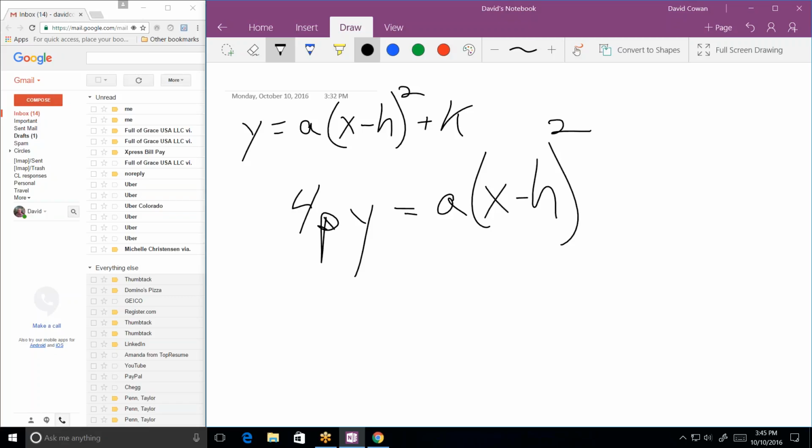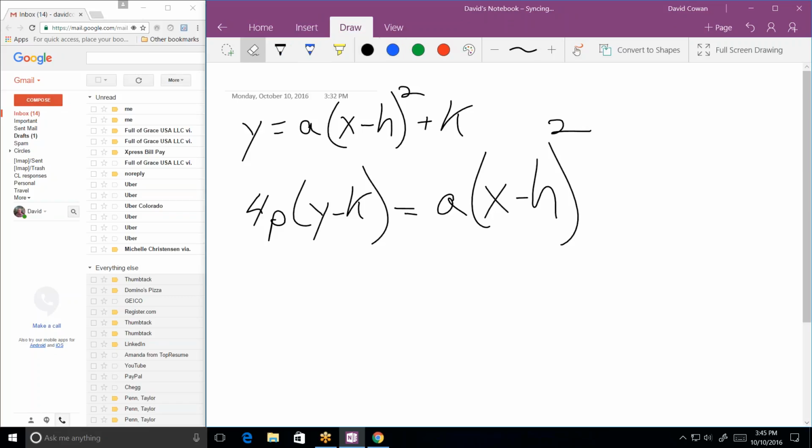Notice that if I take the original and move the K to the other side, it becomes y minus K. That's really what it is. It's 4p times y minus K. And there is no A. The A ends up getting incorporated into the 4p. So this standard vertex format changes when you're talking about it as a conic section.